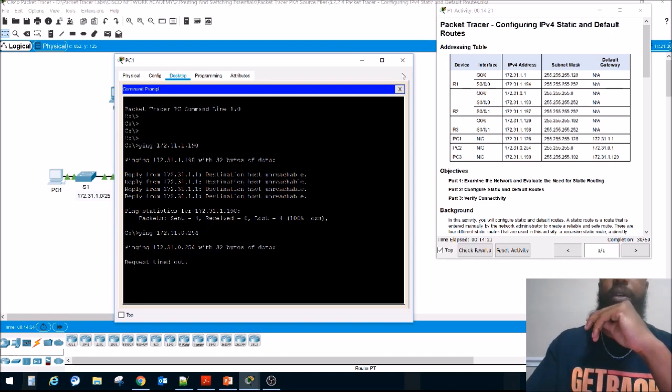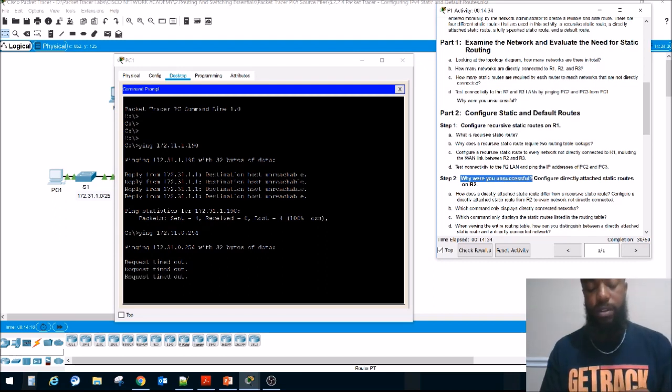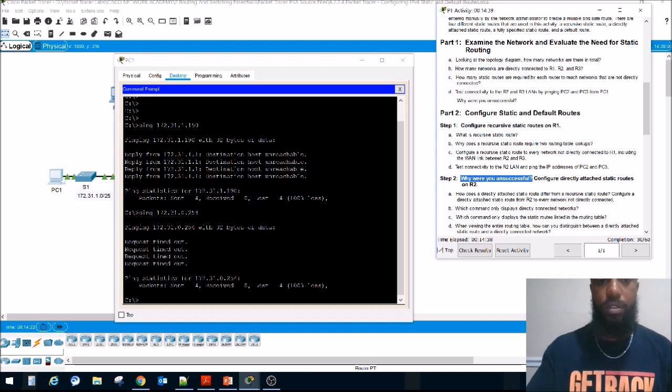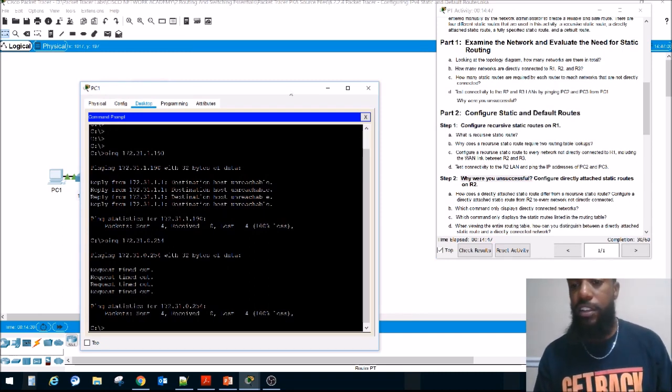Can router 1 do it though? He can't get there. Alright. Why were you unsuccessful? We don't have routes to get to those specific networks. I mean, we do have routes to get there, but we don't have any default routes, I believe. I don't know. I really can't answer that question right now for y'all.